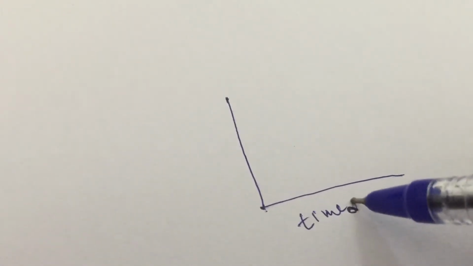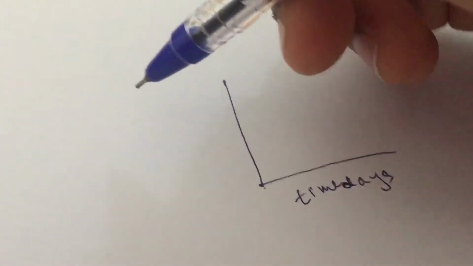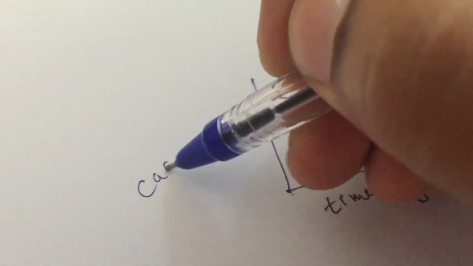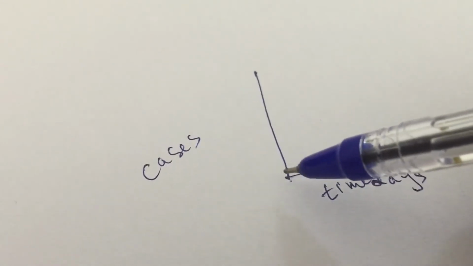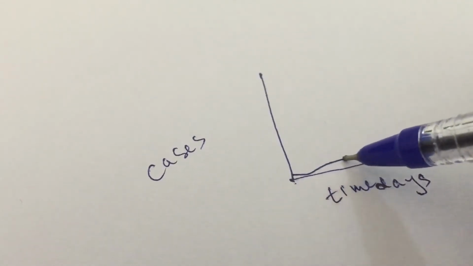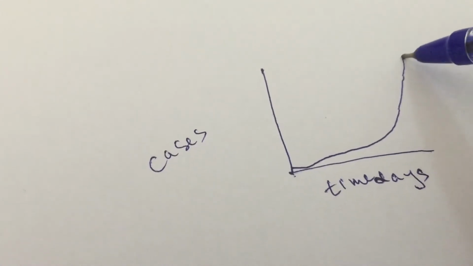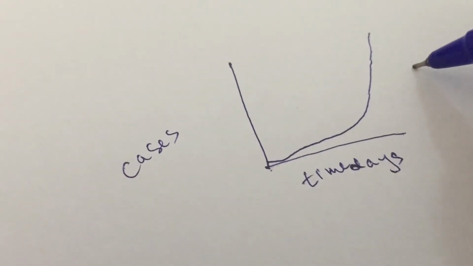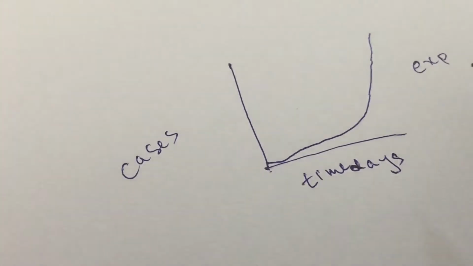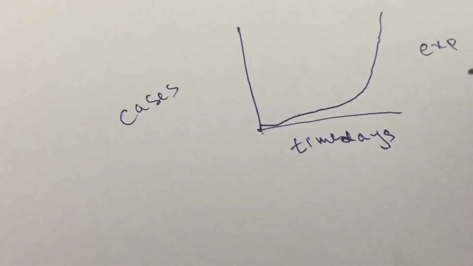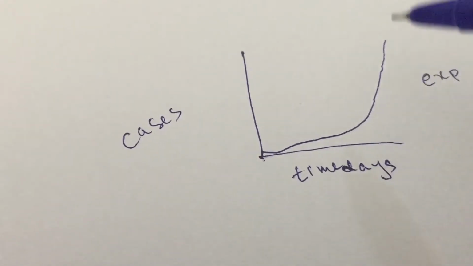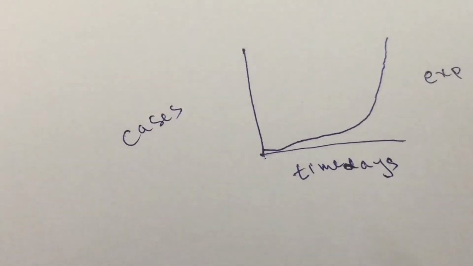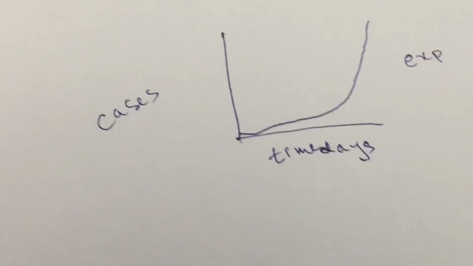So you have time here, which is days, and here you will have the cases, and what you'll see is some graph like this, saying that this is exponential, and things are not in control. The problem is you really can't gauge how quickly this is growing or what is exactly happening through this graph.